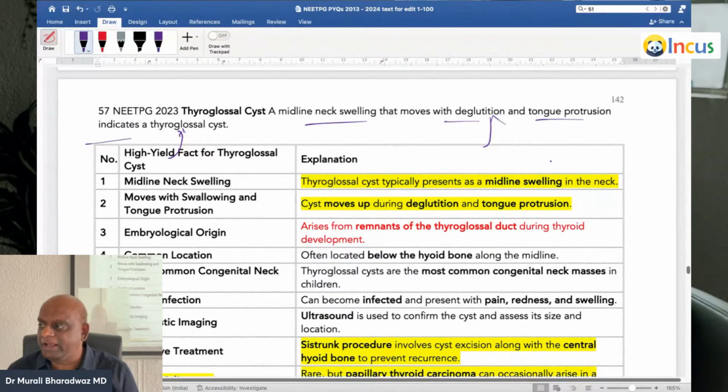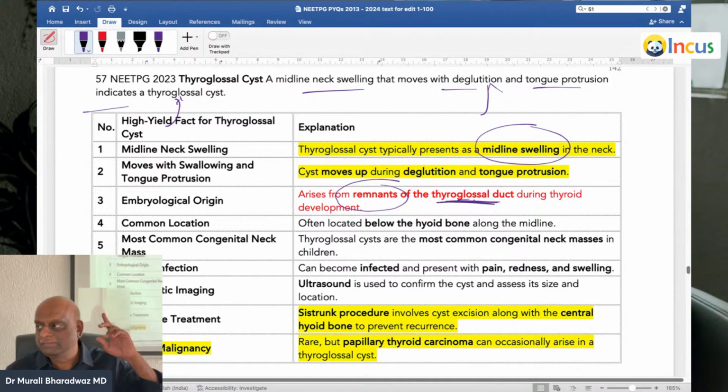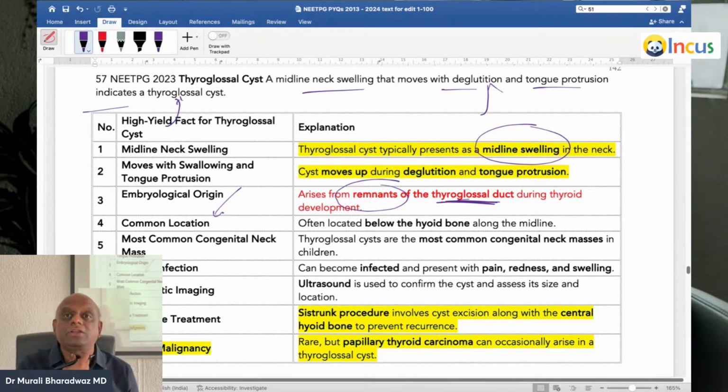A midline neck swelling that moves with deglutition and tongue protrusion is a thyroglossal cyst. So thyroglossal cyst is typically a midline swelling. It moves with deglutition whenever the tongue is protruded. Why? Because it arises from the thyroglossal duct embryologically, which has a connection with the tongue.